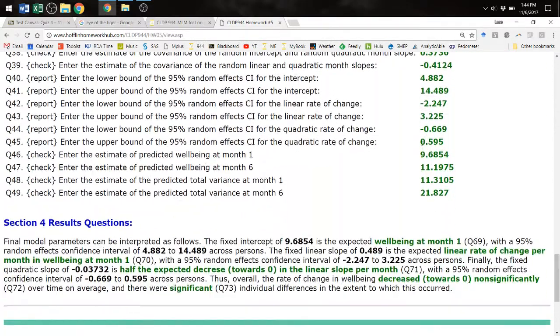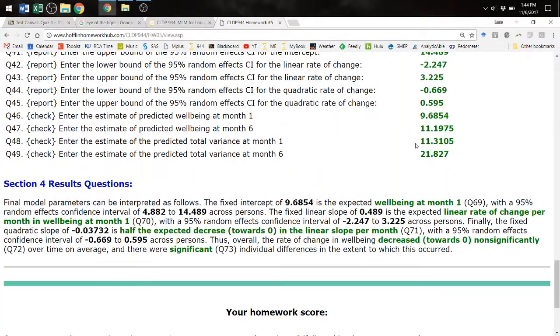Section 4, right here. So when you're talking about question 71, on that one, it's decreased because your quadratic slope is negative, right? Yep. But if ours is positive, it would be an increase. An increase in the linear slope per month, which would be away from 0.